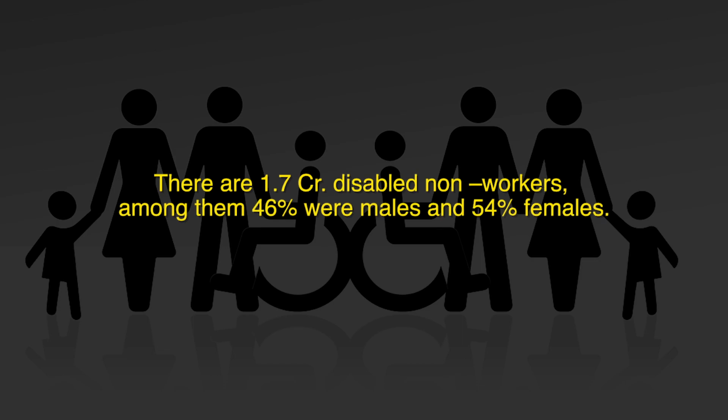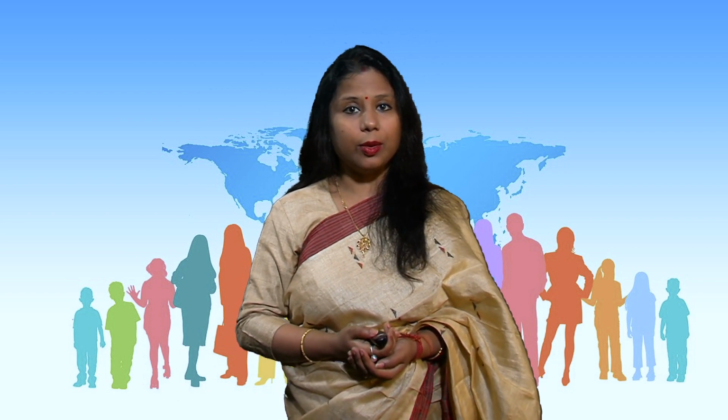Now coming to work and livelihood of disabled people, the census 2011 states that there are 1.7 crore disabled non-workers, and among them 46% were males and 54% are females. Among the total disabled persons who are workers, 31% were agricultural laborers. At all India level, 36% of the total disabled persons are workers. Among the male disabled persons, 47% are working, and among the female disabled persons, only 23% are working.